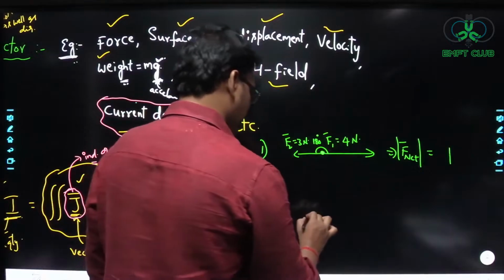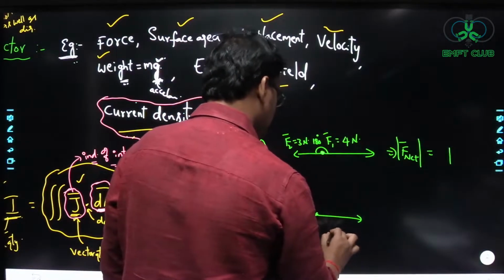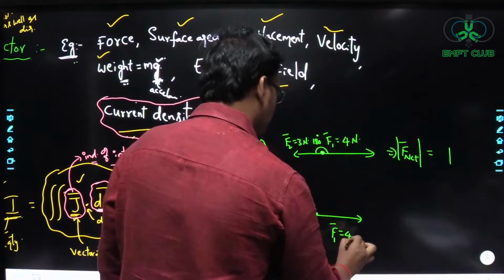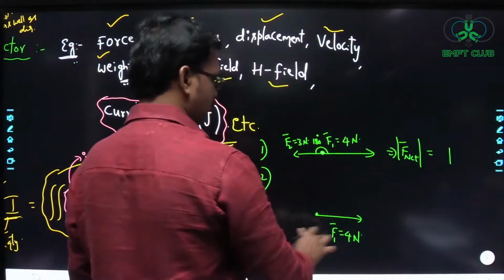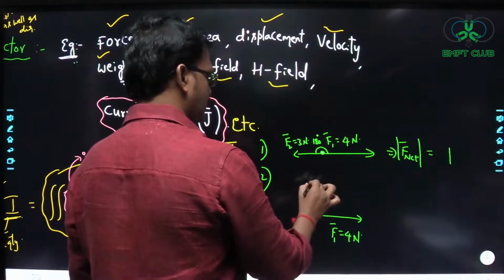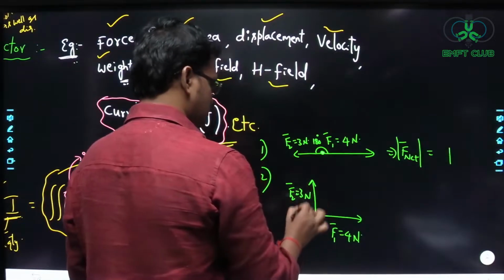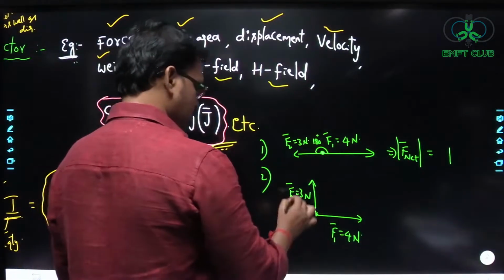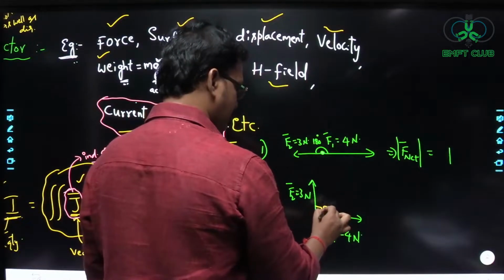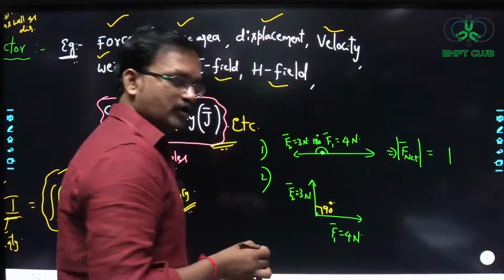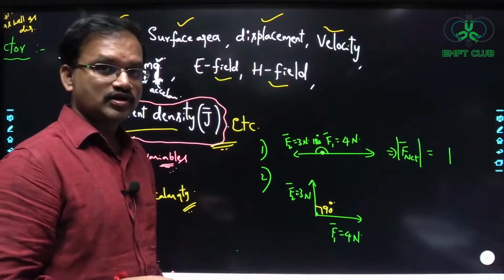I consider F1 bar is equal to 4 newtons. Here I have considered F1 bar equal to 4 newtons, and here I have considered F2 bar is equivalent to what? 3 newtons. Now here the angle between these two vectors is how much here? 90 degrees. Right. So in this case, what is the resultant force here?